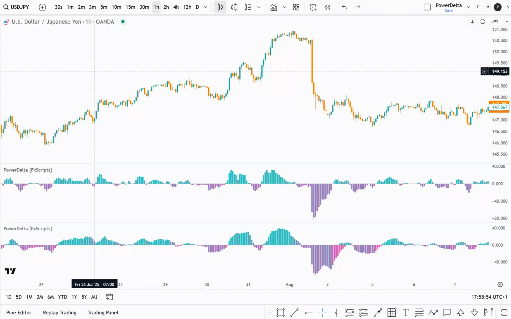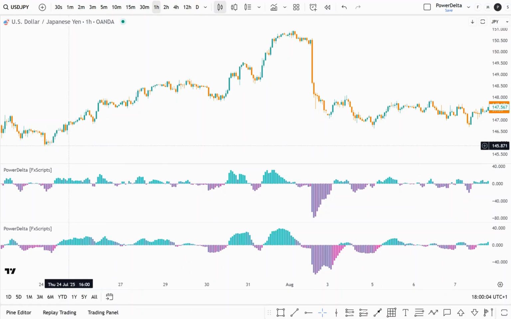In this tutorial, we're going to be looking at the PowerDelta Oscillator, part of the Sigma indicator suite available at fxscripts.app. The PowerDelta Oscillator is a true delta where you can look for both surges, trends, but also reversals. The Sigma trading system is primarily a reversal system, but with the PowerDelta, you can use it to look for both trend and reversal setups.